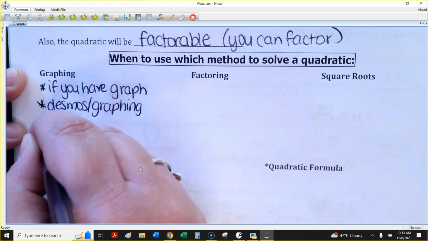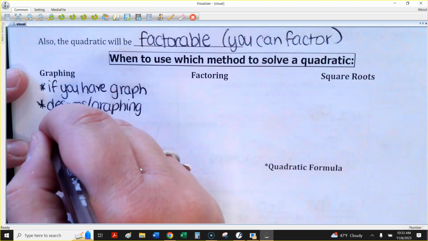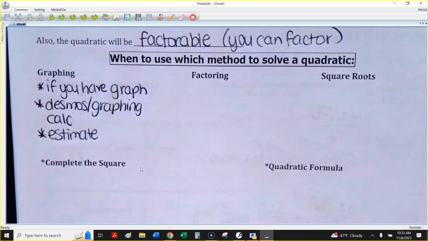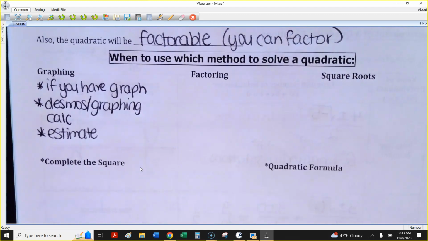And graphing would maybe be good if they ask you to estimate the answer, like if they don't want an exact value. Graphing, again, if you had Desmos, your graphing calculator, or if you had a picture of a graph, those would be times that maybe you would graph to actually solve it.